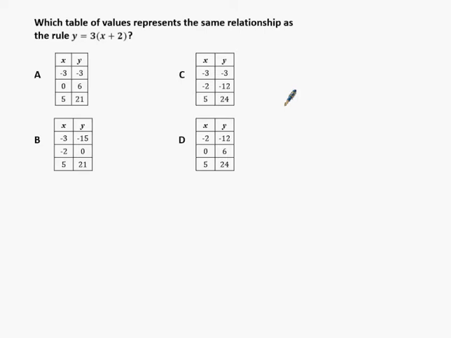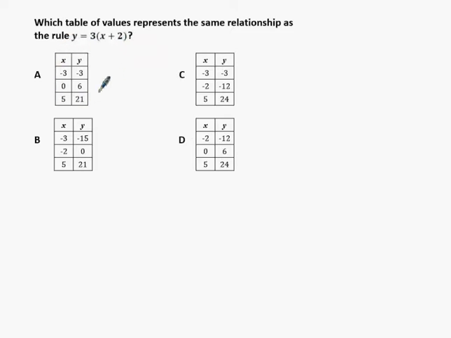All right, so this question is asking us to determine which table of values represents the same relationship as the rule y equals 3 times the quantity x plus 2. Well, there are a few different ways that you can solve this kind of problem, but I guess the easiest one would just be trial and error: figure out which one of these tables' values, when plugged into this rule or this equation, is true.